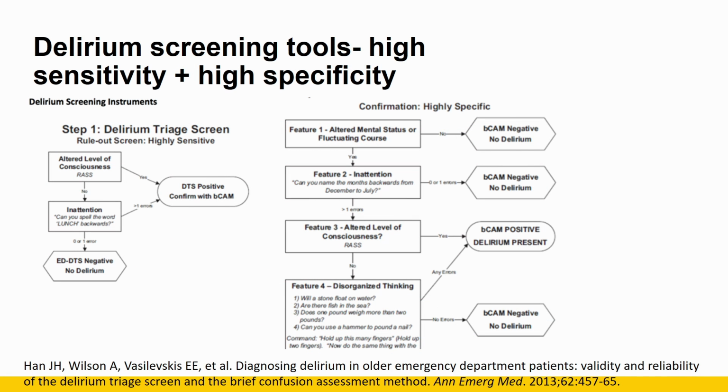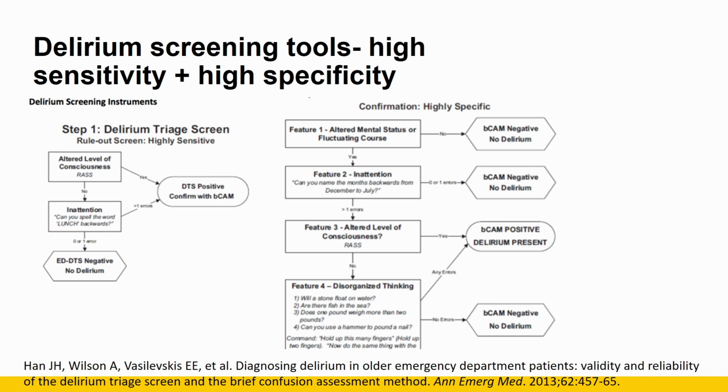Now let's talk about the screening tools that we are proposing in our emergency department. We will have a 2-step approach. Step 1 will be a delirium triage screen performed by the nursing staff, and Step 2 will be confirmation of delirium by a physician using the Brief Confusion Assessment Method, or BCAM. The delirium triage screen, or DTS, will assess altered level of consciousness by using the Richmond Agitation Sedation Scale. Then the nursing staff will test attention by asking the patient to spell lunch backward.